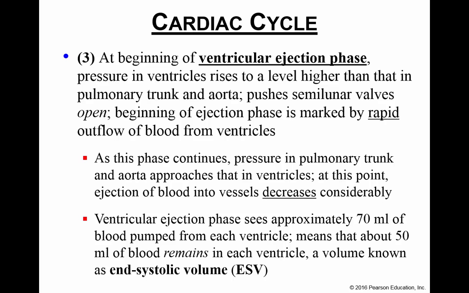The pressure in that ventricle gets so high, a lot higher than you've got in your pulmonary trunk and your aorta, that pushes the semilunar valves open so the blood ejects through from the ventricles. And so the pressure in the pulmonary trunk and in the aorta rises, and it gets to the point that's as high as it is in the ventricles. And that's going to slow the ejection of the blood down. So we are going to eject about 70 milliliters of blood during this ejection phase. That means we're going to be left with 50 milliliters, because remember, we were 120 milliliters. We eject 70.